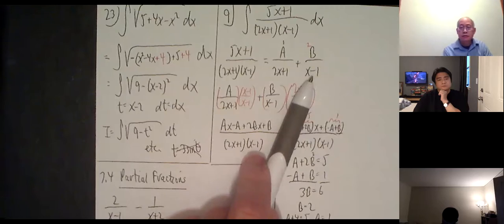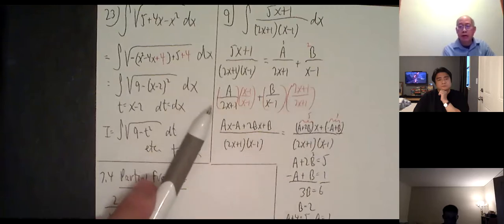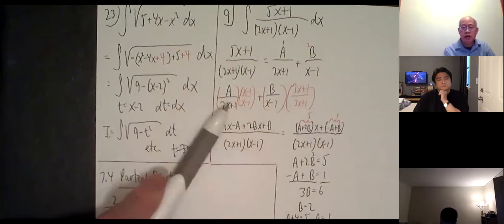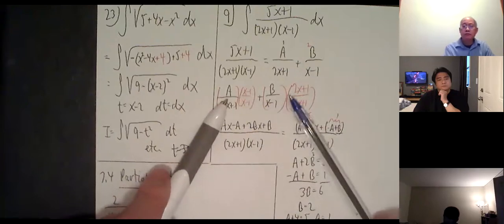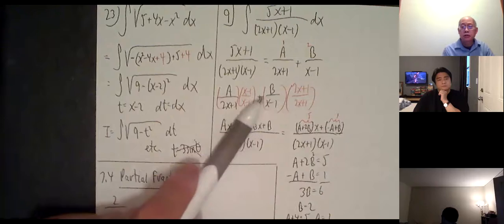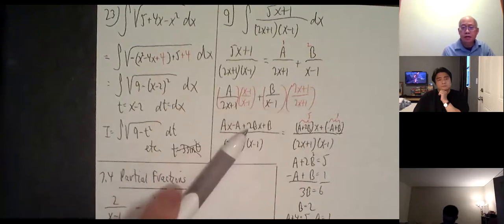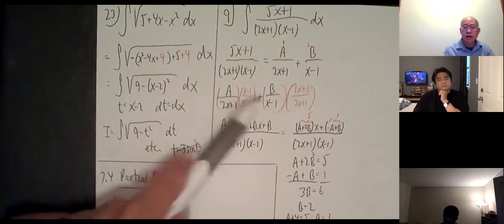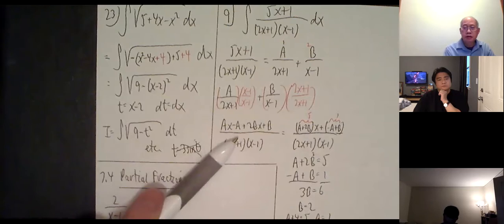All right, so now I have a common denominator, 2x plus 1, x minus 1. Multiply out all the top stuff. So ax minus a plus 2bx plus b. So there it is, ax minus a, 2bx plus b.